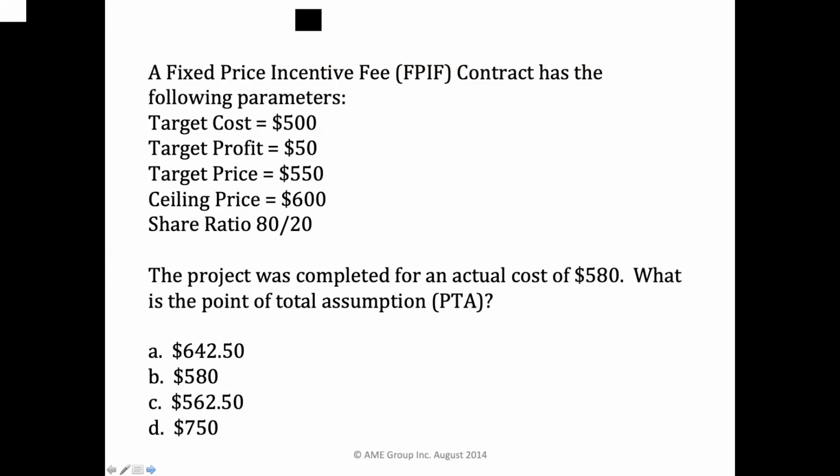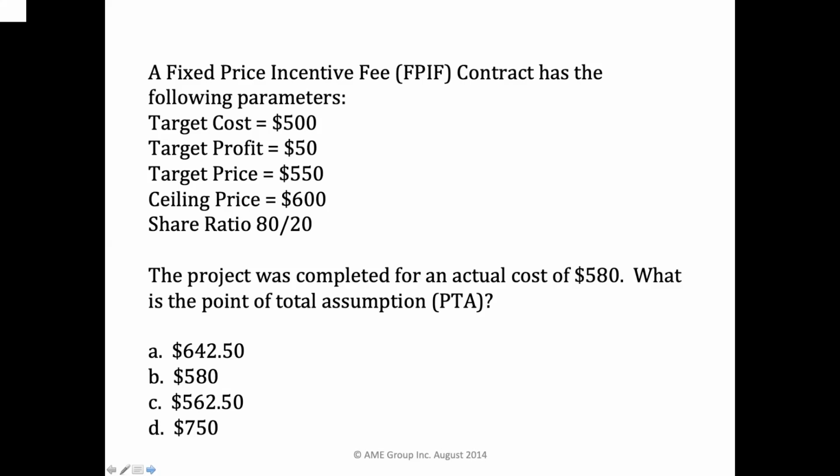A fixed price incentive fee (FPIF) contract has the following parameters. Target cost equals 500, so 500 is what the buyer and the seller agree is a reasonable cost. Target profit equals 50. Again, the buyer and seller have agreed if the actual cost equals 500, a reasonable profit is 50. If we add cost and profit together, we get the target price of $550. The ceiling price equals $600. No matter what, the buyer will not pay higher than the ceiling price for the completed work.